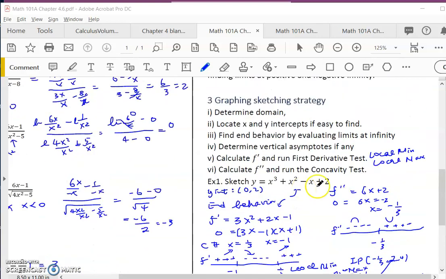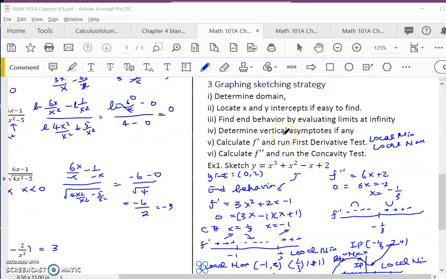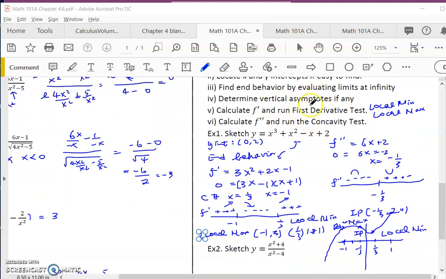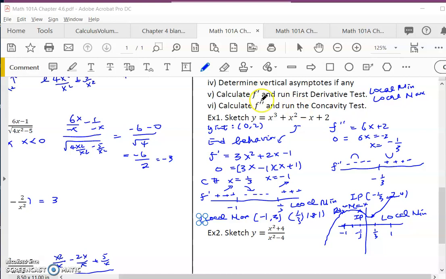So let's review what a graph sketching strategy is. We should find intercepts, and we should find asymptotes by looking at end behavior. We should find vertical asymptotes. And then the most important thing is to find local max and min by running the first derivative test, and inflection points and concavities by running the concavity test.